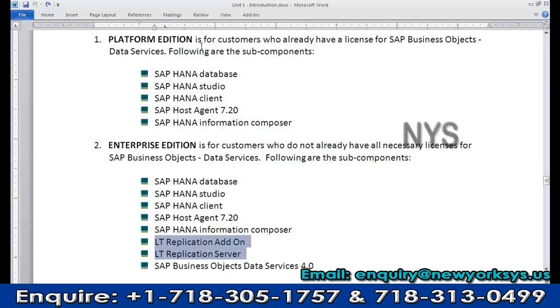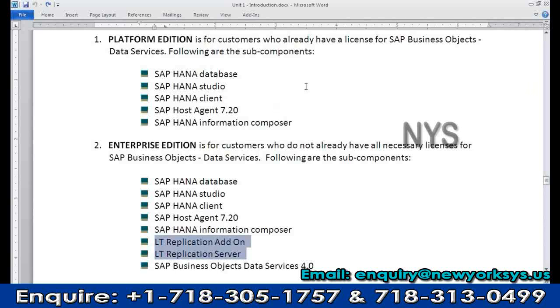So that's where I explained it as customers who don't want to purchase BODS and customers who want to purchase BODS. Fine. SAP is very clever with the licensing question here. What they are saying is, when you purchase the enterprise edition, you are going to get these two components, the LT replication add-on and LT replication server, free. It is sort of a buy BODS and get these two components free.